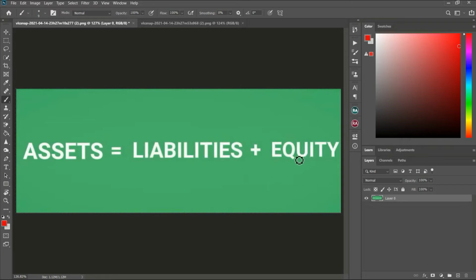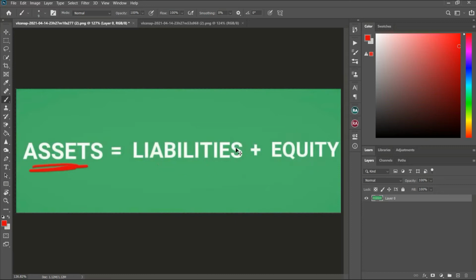Again, I'll repeat myself. You can see assets in here equals your liabilities plus your equity. Now I'll explain what an asset means, what a liability means, and what an equity means, and I'll explain it using an example. Just bear with me.